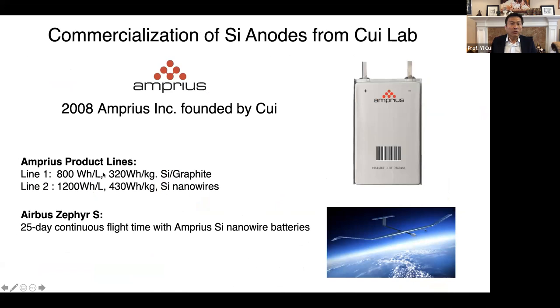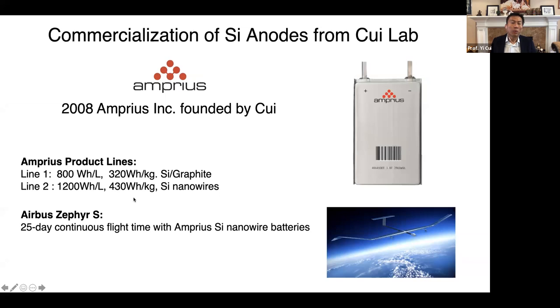And in 2008, I founded a company, Amprius, to commercialize the silicon anode technology. And Amprius has the highest energy density battery now available in the market. The silicon graphite composite is our production line one. Line two, here in Fremont, California, just right across the street from Tesla, Amprius headquarters, is 430 watt-hours per kilogram, 1200 watt-hours per liter. This is about 80% more energy compared to the existing technology.